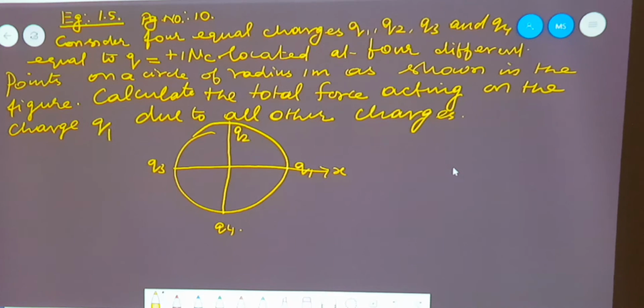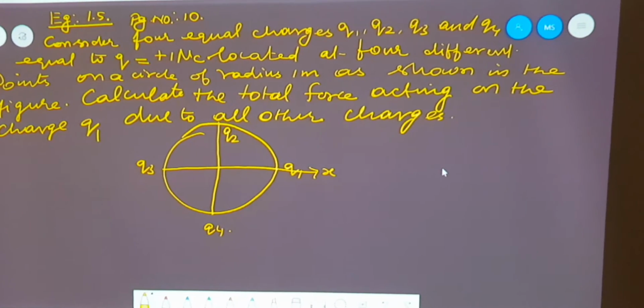So, on the blackboard, you are seeing a problem. This problem is based on the previous video, which is based on the superposition principle. See, it is example number 1.5 and it is on page number 10. Come on, let us go through the problem.